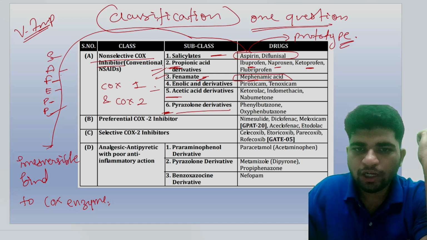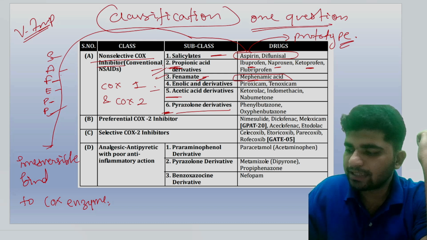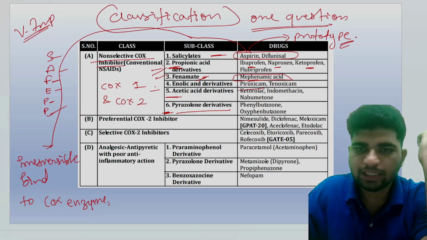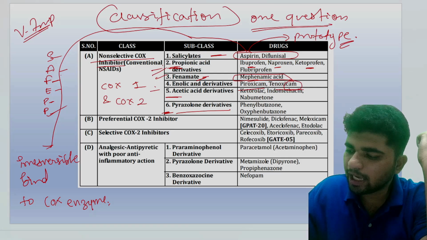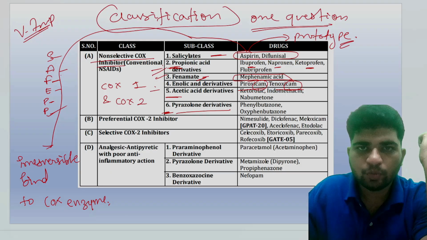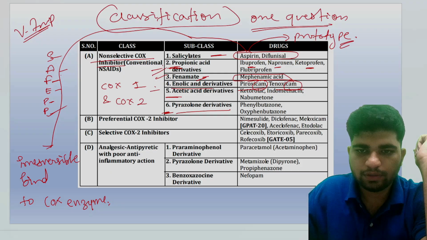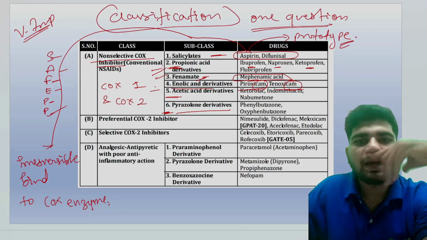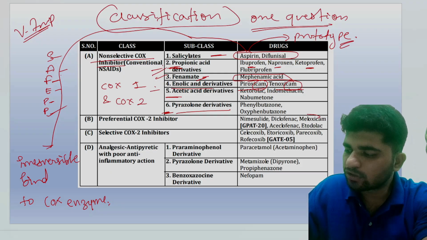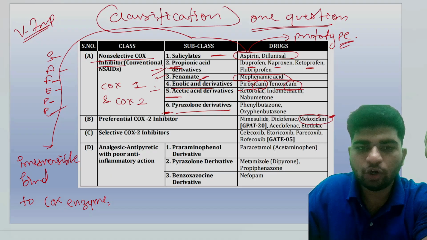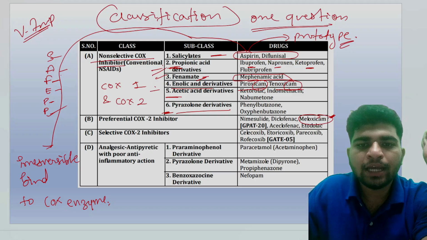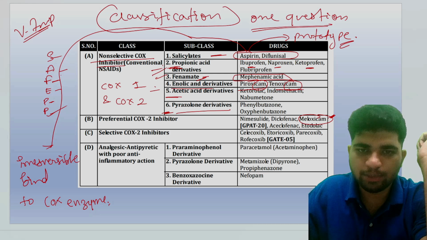Enolic acid derivative, that is piroxicam and tenoxicam. All the drugs which are having the cam word as a suffix will be considered into the enolic acid derivative, except meloxicam. Meloxicam is not an enolic acid derivative. It is a preferential COX-2 inhibitor.